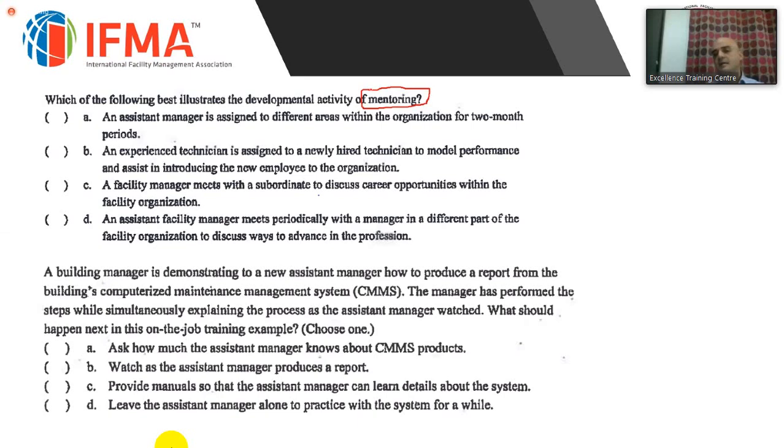Yes, you are right. The first one, an assistant manager is assigned to different areas within the organization for a 2-month period. This is what we call job rotation. An experienced technician is assigned to a newly hired technician to model performance and assist in introducing the new employee to the organization. This is called coaching. A facility manager meets with a subordinate to discuss career opportunities within the facility organization. This is called career planning. Out of this, delta is where a facility manager meets periodically with a manager in a different part of the facility organization to discuss ways to advance in the profession.